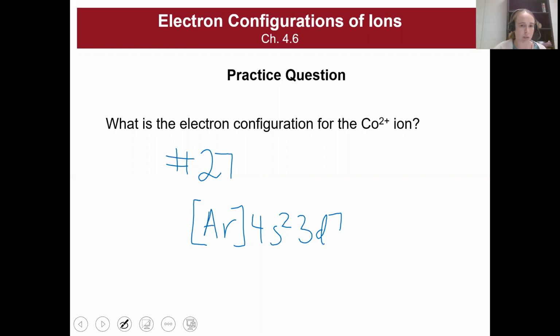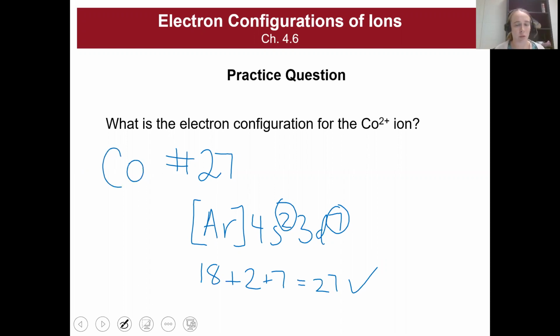So you can check it because argon has 18 electrons. If we have 2 in the 4s orbital, that's 2 here, and we have 7 in the 3d orbitals, that adds up to 27. Check. So this is cobalt, the atom. Now we want to write the configuration for cobalt, the ion. We have 2 places we could take our electrons away from. We're going to take those higher energy electrons. We're not going to touch the core electrons. That's going to stay the same.